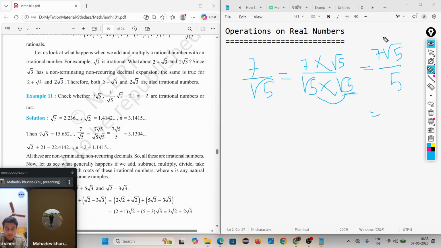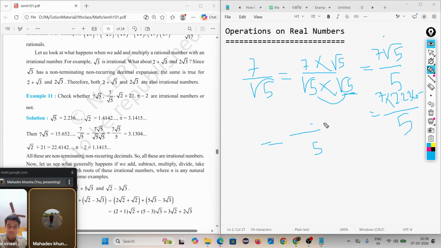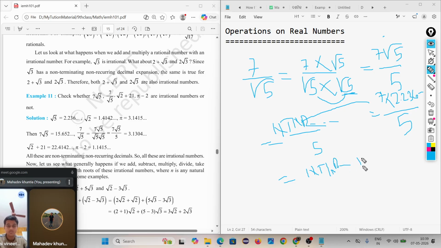So here, according to your book, if you know the property, you can directly write the answer. But your book does it like this: 7 into root 5 value is 2.236 divided by 5. If you multiply, you will get one non-terminating, non-recurring number. If you divide by 5, your answer will be non-terminating, non-recurring. That means irrational number. Okay.